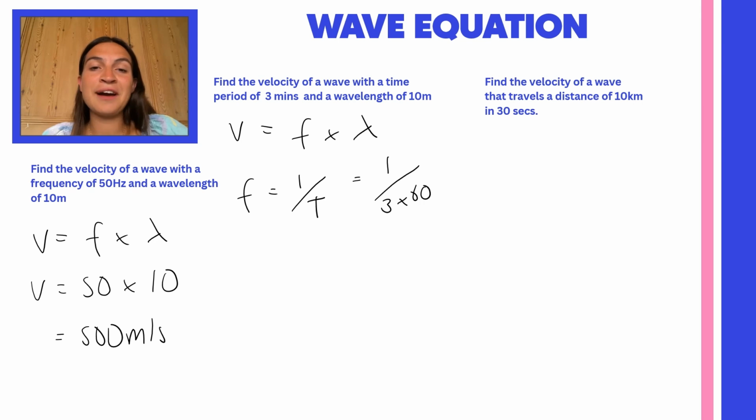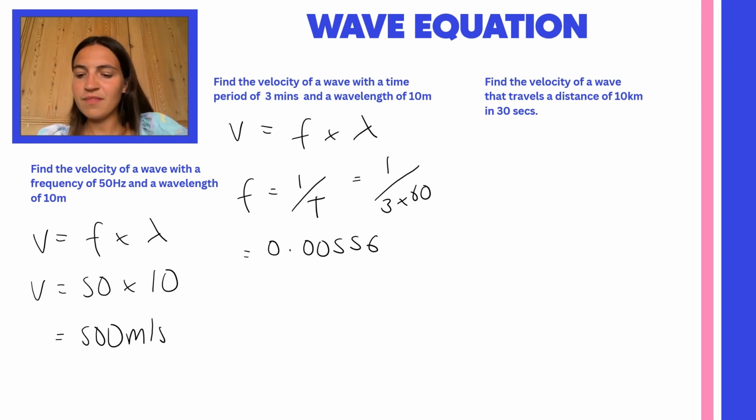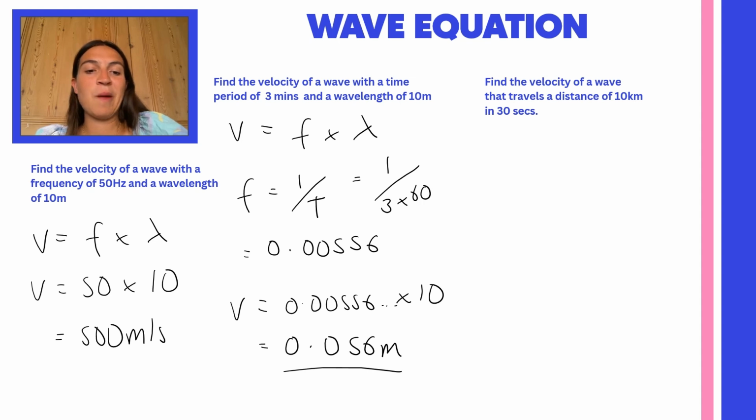So I'm going to use that equation that frequency is 1 over time period and say that my frequency is 1 divided by 3 times 60. Remember again, that time is in minutes and I need it to be in seconds to use that frequency time period equation. So that gives me a frequency of 0.00556. To find the speed then, I multiply my frequency by my wavelength, which was 10 meters, gives me 0.056. Oh, I put meters there, I mean meters per second for my speed.